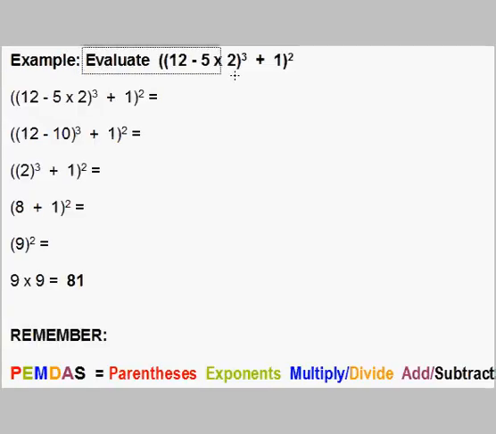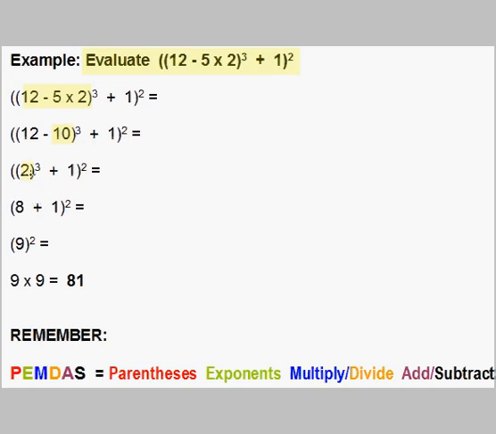In this final example, we're going to evaluate an expression that has two sets of parentheses, one within the other. When you have parentheses inside parentheses, you do the operations on the innermost parentheses first. In this case, we're going to do the 12 minus 5 times 2 first. When we have a subtraction and a multiplication, we do the multiplication first. We do the 5 times 2 first, and that gives us 10. Then we take 12 minus 10 to give us 2.